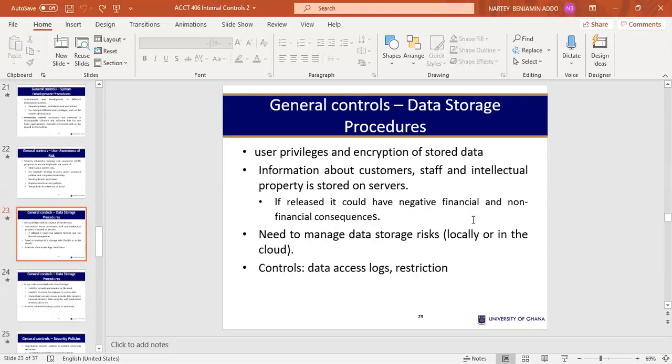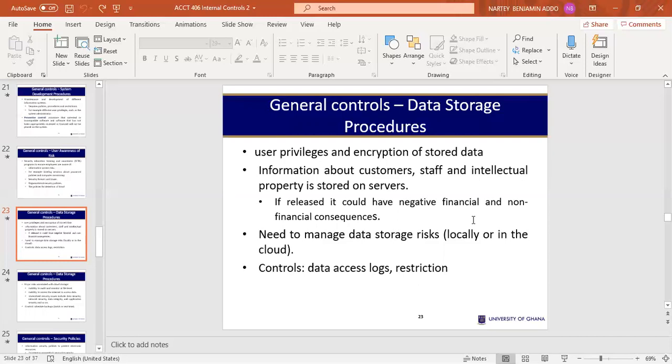Data storage. You see, data storage also involves privileges and encryption of stored data. We all know what encryption is. So information about customers, staff, and intellectual property is stored on servers. This is about the database management system. So the database actually stores the organization's data. That's the physical repository of the organization's data. So if released, it could have negative financial and non-financial consequences.